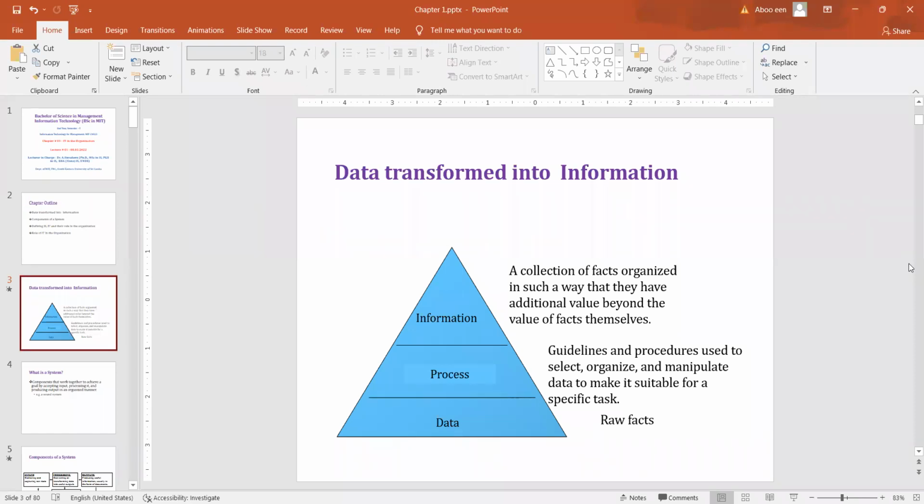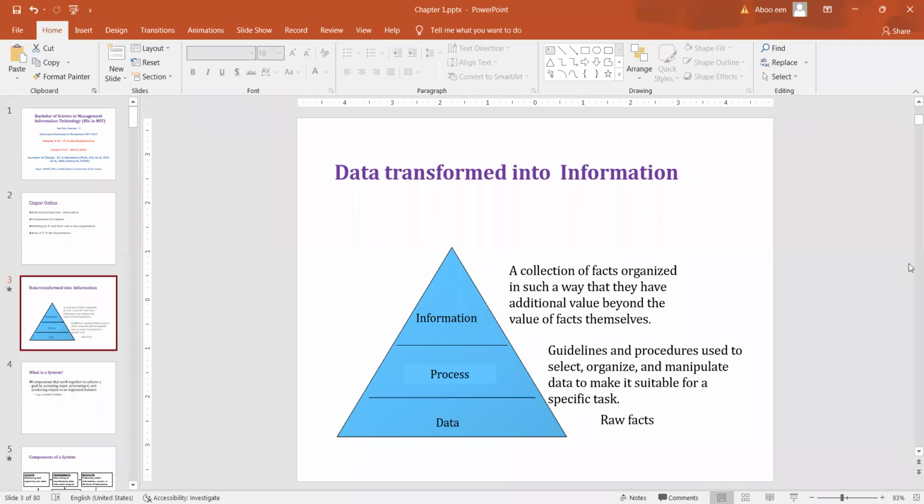The data is normally the raw fact, unprocessed data, and process. To convert or organize this data, there are guidelines and procedures used to select, organize, and manipulate data to make it suitable for a specific task. So there are guidelines, manipulation, and procedures to select, organize, and make it meaningful information. This is called process. Data is processed, and after that, information is generated.